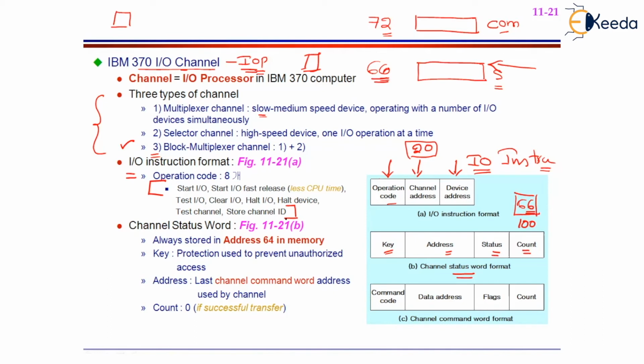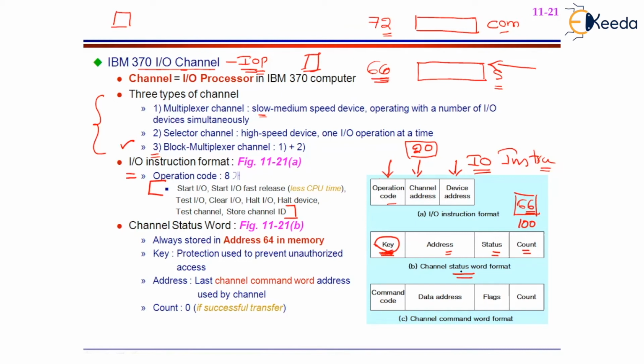Okay, so what is the key here? By using the key field, the current transfer will be restricted from unauthorized access. When a transfer is happening from a specific channel to a peripheral device, of course, it is initiated by one user. When this user doesn't want this transfer to be interrupted by any other user, he can use this key field. By using the key field, the total transfer will be secured from unauthorized access. This is what the channel status word is.